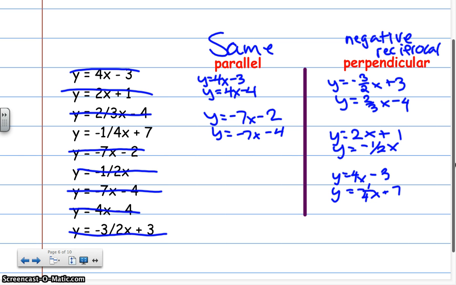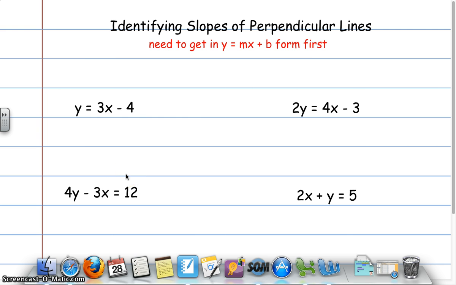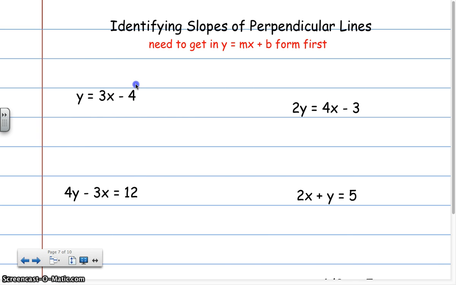So that is a very important skill that we need to be familiar with. The next skill you have to know is we have to identify what the slope would be of a perpendicular line given a line that it is perpendicular to. When we identify slopes of perpendicular lines, the line that it usually gives us is not the line that it's on. It's the line it has that relationship with first.